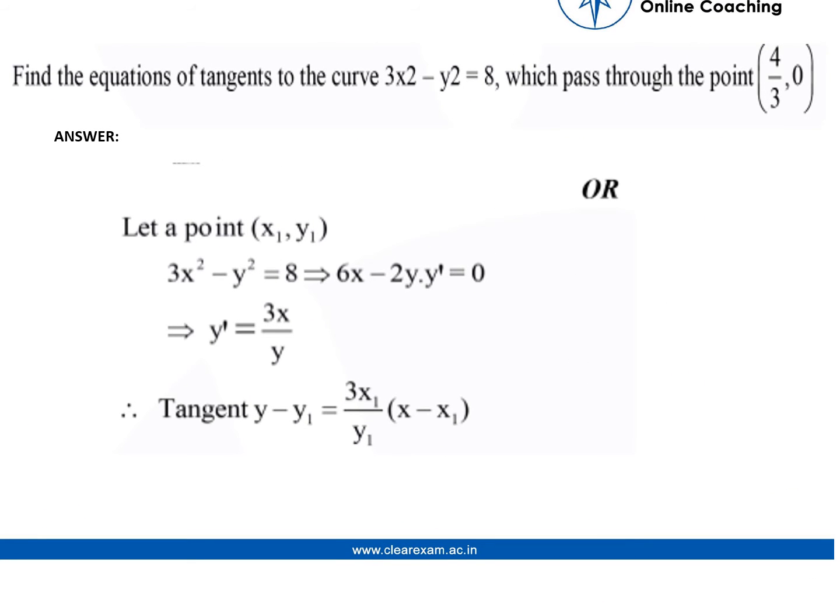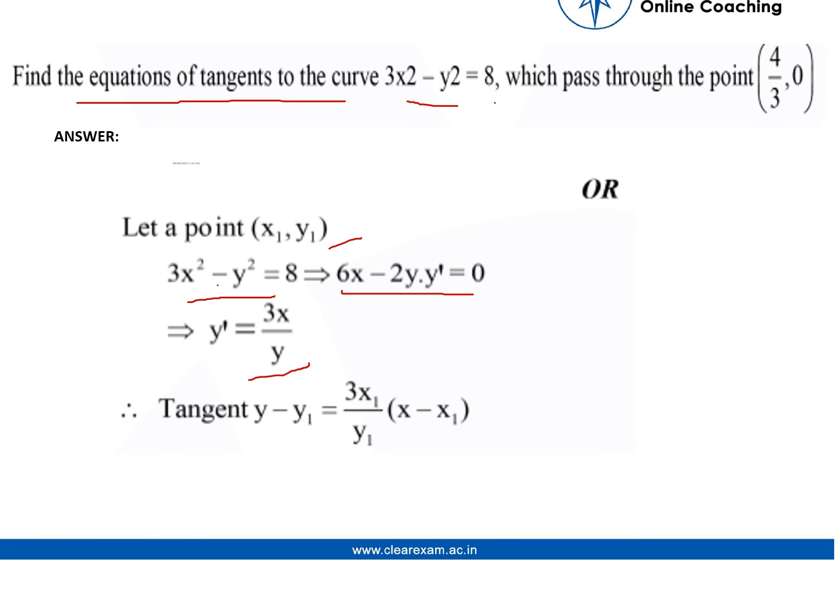The next question is, find the equations of the tangents to the curve 3x squared minus y squared equals 8, which pass through the point (4/3, 0). So to start with, let a point be (x1, y1), and we have this equation. We will differentiate it with respect to x, and upon differentiating we are getting 6x minus 2y y dash equals 0. So y dash equals 3x upon y.